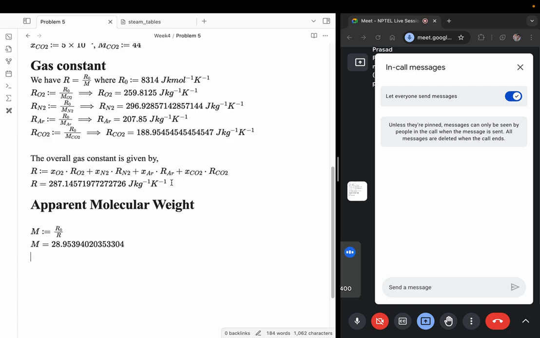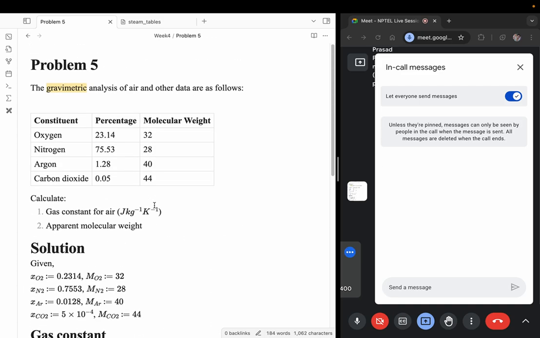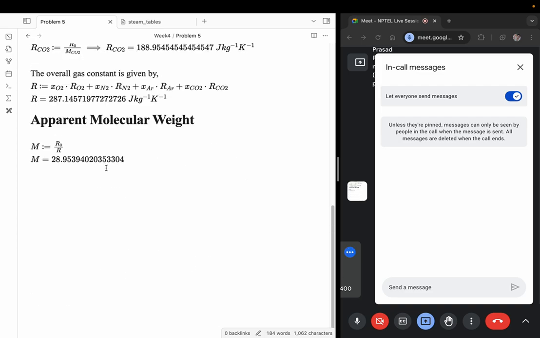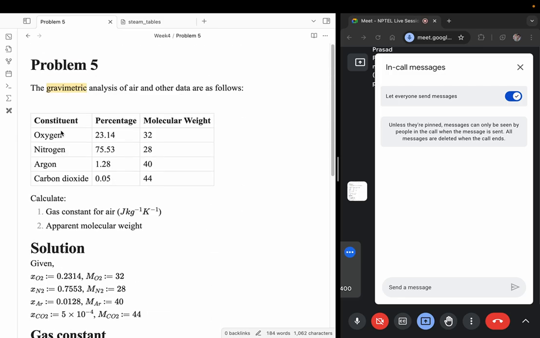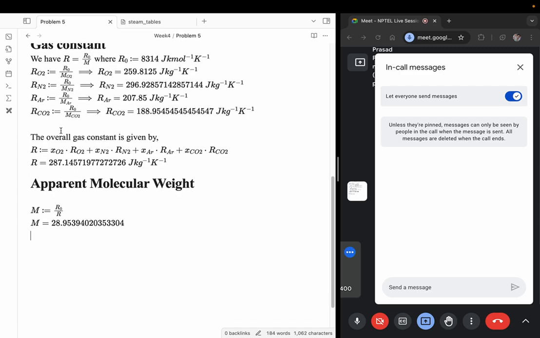You can also try it as an exercise. Instead of considering all this, if you had considered only nitrogen, which is around 75%, its molecular weight is around 28. So you can assume basically the entire air to be just nitrogen, and you're off by only about 0.9 in the molecular weight. Accordingly you can find the value of R. It turns out that if you just use nitrogen, this value comes out to be around 297 instead of 287. So the errors are within 10%.